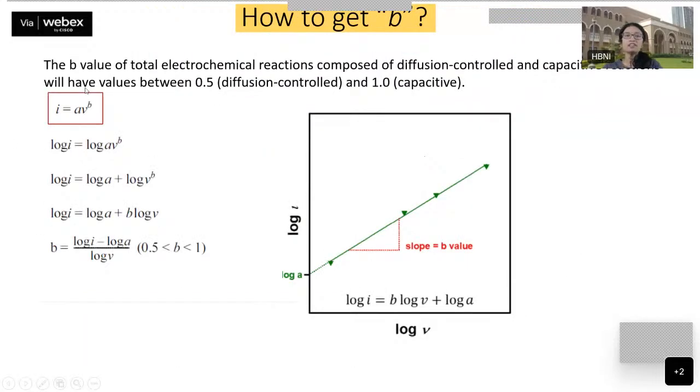So how will you get the B value? With this equation, I have already said, you take the log on both sides and rearrange it. If you are plotting log I versus log nu, the slope of this particular plot is going to give you the B.